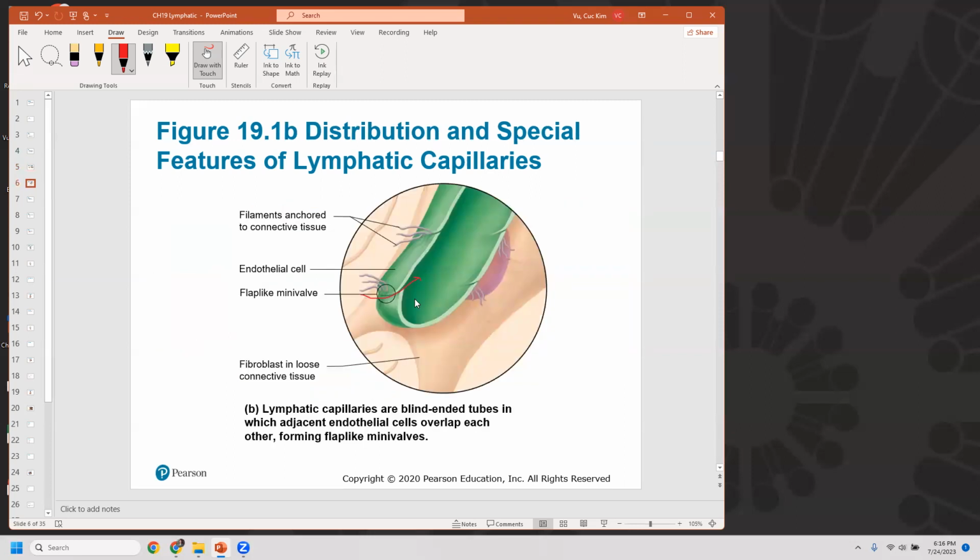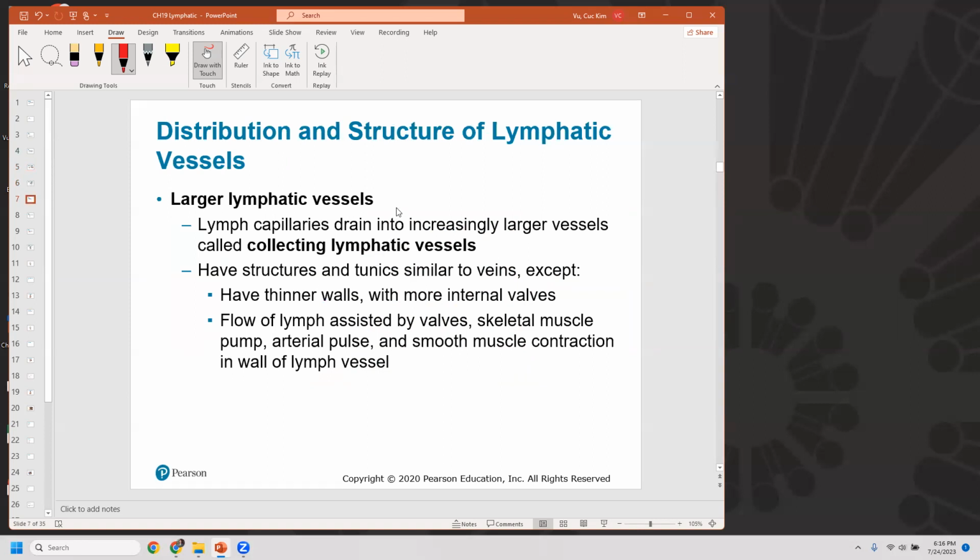All right, so here's an example of a lymphatic capillary with the endothelial cells that we talked about that form the mini valves. All right, so those were the lymphatic capillaries. So now we're going to move on to lymphatic vessels.